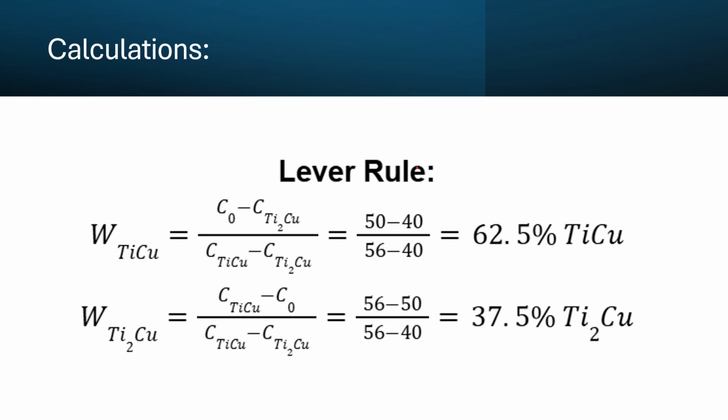Our weight for titanium 2 copper can be calculated in a similar manner by taking the concentration of titanium copper, subtracting C0, dividing that out by the concentration of titanium copper minus the concentration of titanium 2 copper. Doing this out, we find the weight percent to be 37.5% for titanium 2 copper. We'll notice that the two weights add up to 100%.